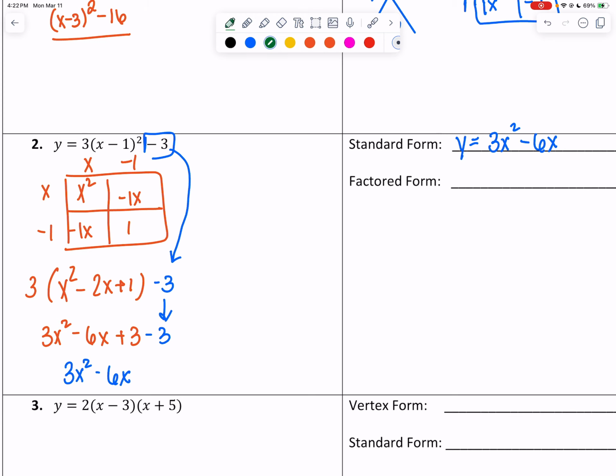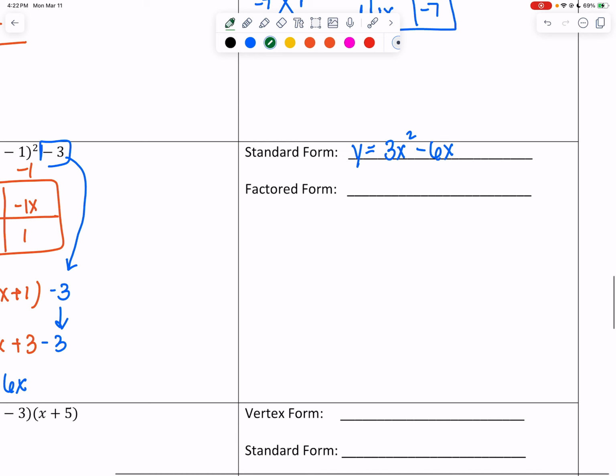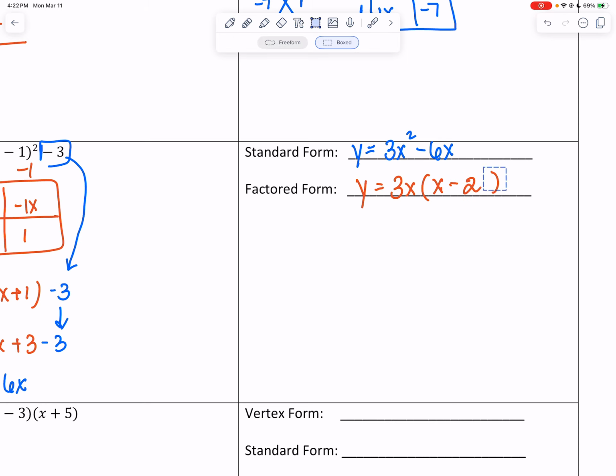All right, factored form. Notice how I don't have a C value. That's okay. For factored form, we're just going to look at the GCF here and tell me what the GCF is. You'll notice that the GCF for 3x squared minus 6x is going to be 3x. So I'm going to take out a 3x, see what's left over. So if I do 3x squared over 3x, that's going to give me x. And if I do 6x over 3x, that's going to be minus 2. So I have my factored form being 3x times x minus 2.